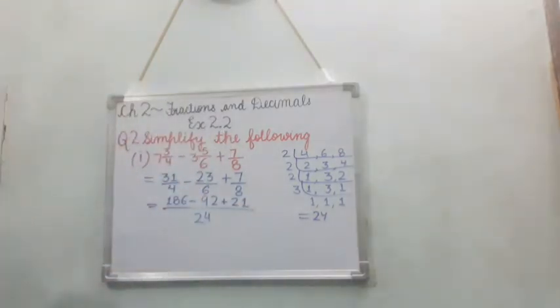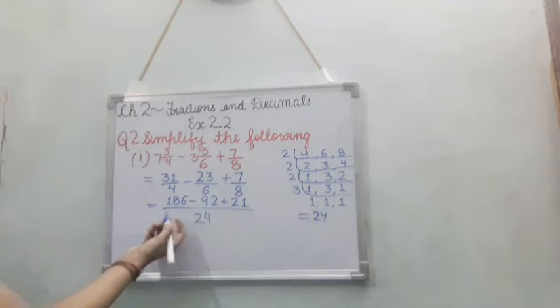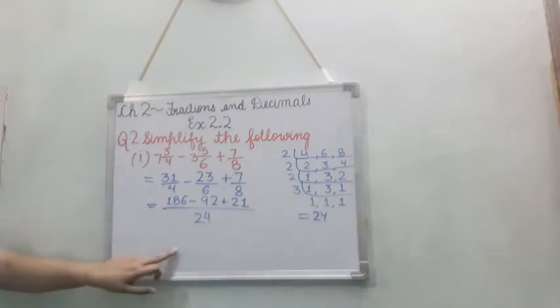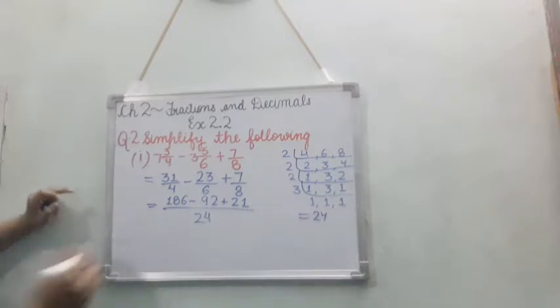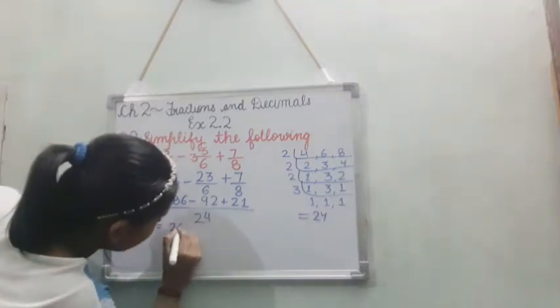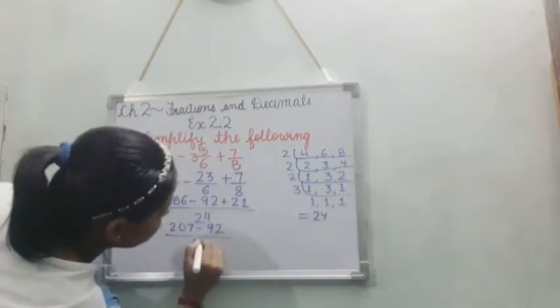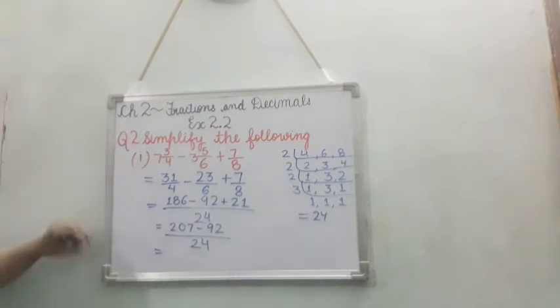Now what you have to do according to the BODMAS rule, you need to firstly add these two numbers, as this is a positive number and this is also a positive number. So you will add these both, okay, and the answer will come 207 minus 92 upon 24. And after that, when you subtract 92 from 207, you will get 115 upon 24.